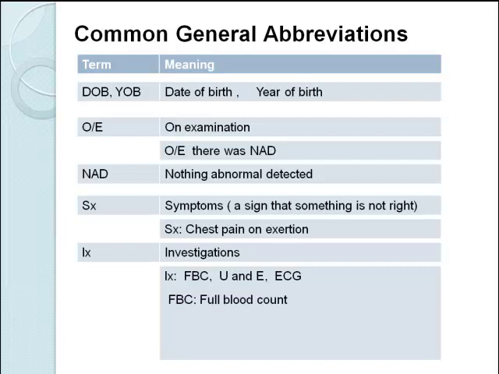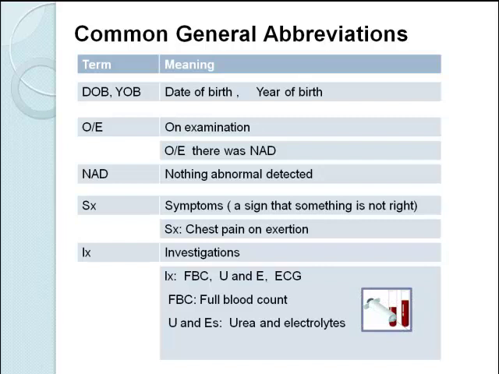So FBC would be the full blood count. U's and E's are urea and electrolytes. Both of these tests actually require a blood sample.